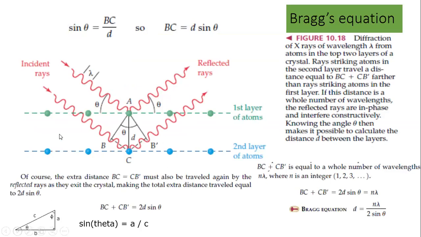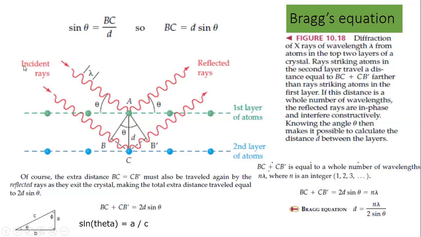There is a small derivation. This is the first layer of atoms of any solid, and this is the second layer of atoms. Let's suppose this is a sodium chloride crystal. So first layer of atoms, second layer of atoms, and this is the incident light. Incident light means X-rays, and this is the wavelength of the X-rays. So this is going to fall on the atoms present, and then the light is diffracted.